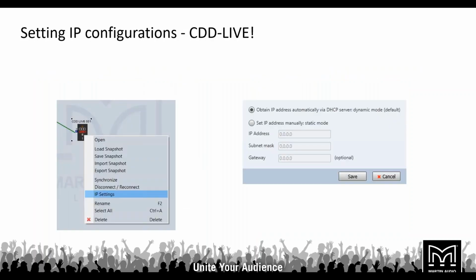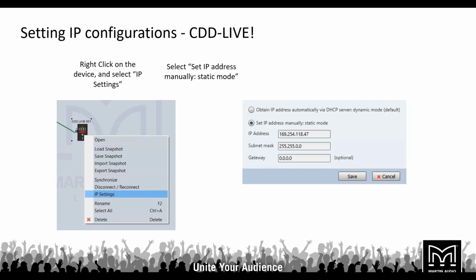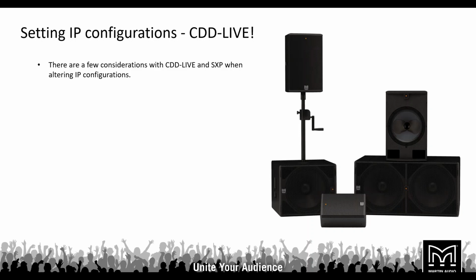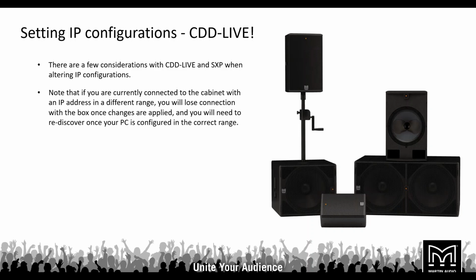So now that we've discovered it, we can find our device within the workspace, right click on it, select IP settings, and we'll get this little pop-up window that's shown here on the right. So by default, it is set to obtain an IP address automatically. In order to change that, we simply set IP address manually, enter the IP address that we want to, and then hit save. Now at this point, of course, if we've set the IP address in a different range from one we were already working in, the device is going to come offline. And before we can rediscover it, we're going to have to change our PC's IP address to one within the same range.